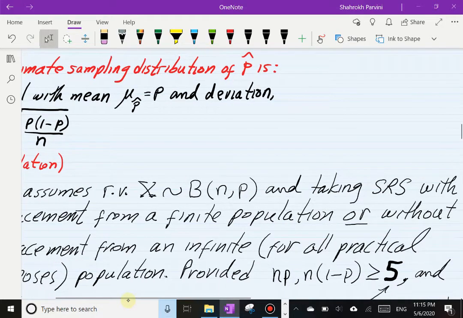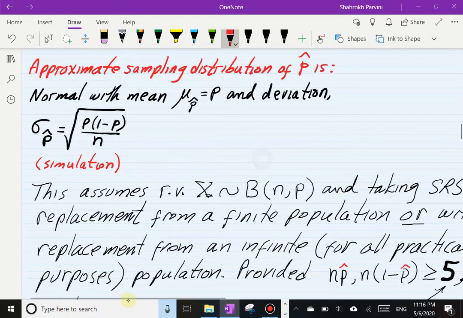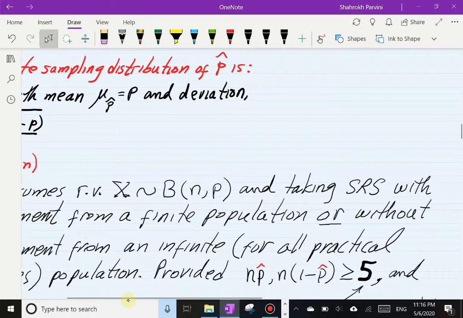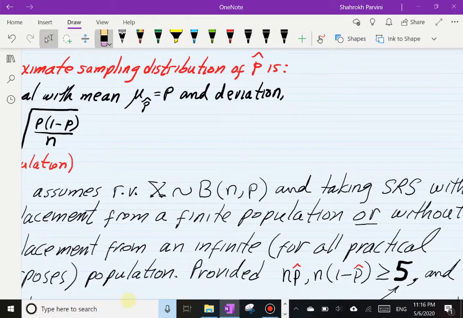Also, provided that the product of sample size n times p and n times 1 minus p is at least 5. Now, because we're not going to know p, we want to estimate it. So I'm just going to change that to n p hat and n times 1 minus p hat for our work, okay? But again, the theory actually uses p. That would be a theoretical distribution that we use. But when we actually use a confidence interval, we're going to change those p's to p hats.